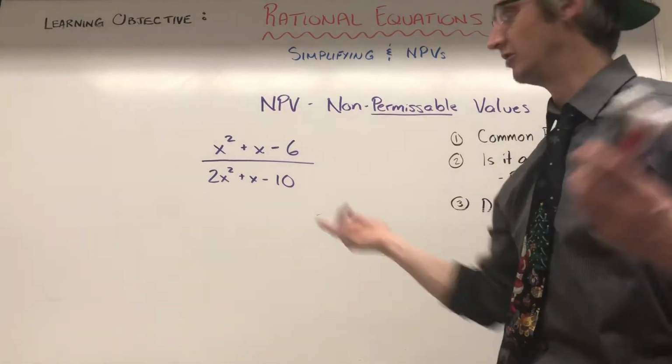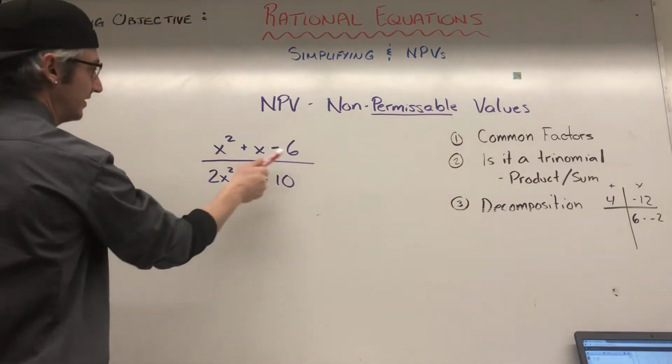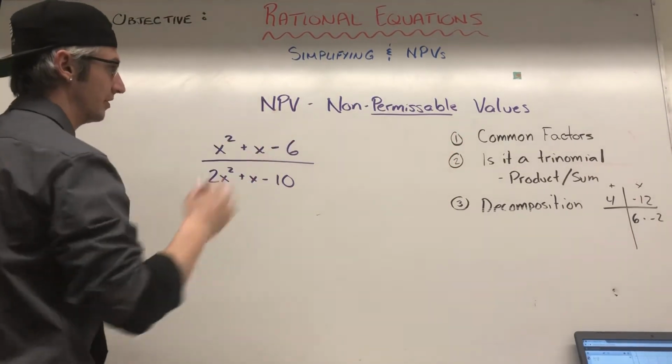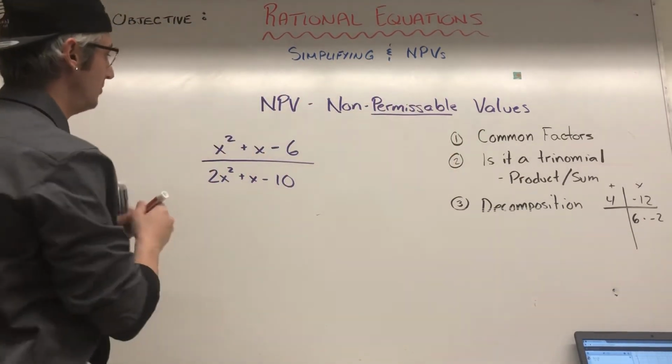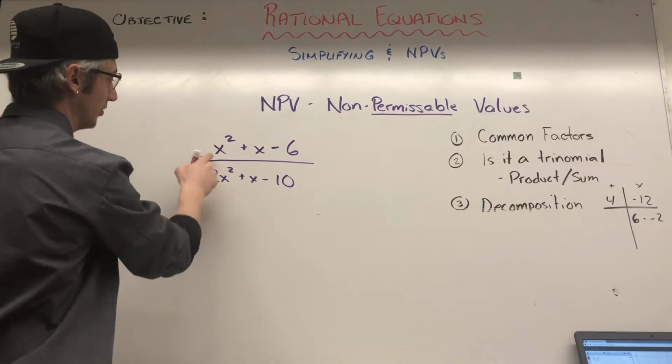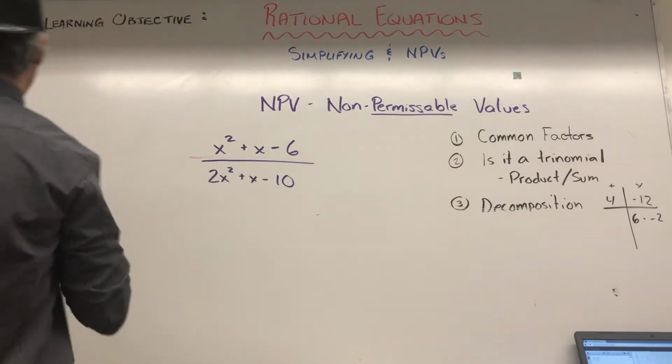So I'll factor the top. The top looks pretty easy. Any common factors? I cannot pull out an x because there's no x here and there's no numbers I can pull out. So check. I've done common factors, there's nothing I can do. Next, is it a trinomial where there's no number in front of the x squared term? Yes. So I'm going to do product sum.